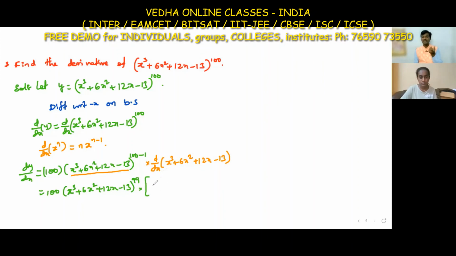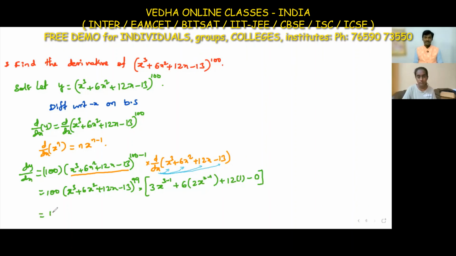the derivative d by dx of x cube, d by dx of 6x square, d by dx of 12x, and d by dx of 13. We differentiate each and every term. So the first term is 3 into x power 3 minus 1, x power n formula, plus 6 outside, 2 into x to the power 2 minus 1, n into x power n minus 1 formula, and plus 12x we have, 12 into d by dx of x is 1, and minus d by dx of constant, 13 is a constant, so it is 0 here.